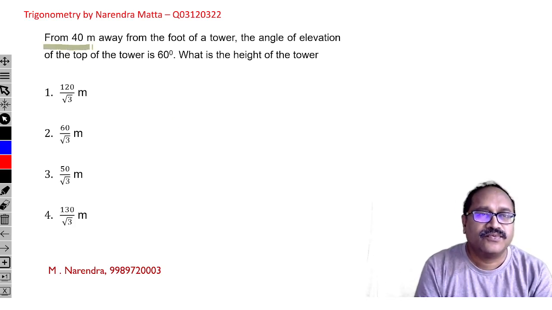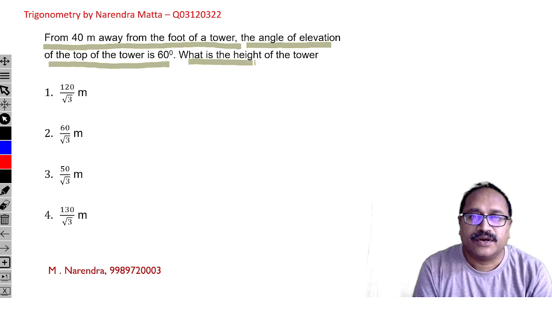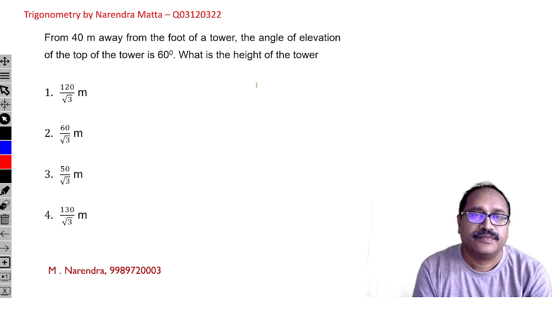From 40 meters away from the foot of a tower, the angle of elevation of the top of the tower is 60 degrees. What is the height of the tower? So let's take a scenario.